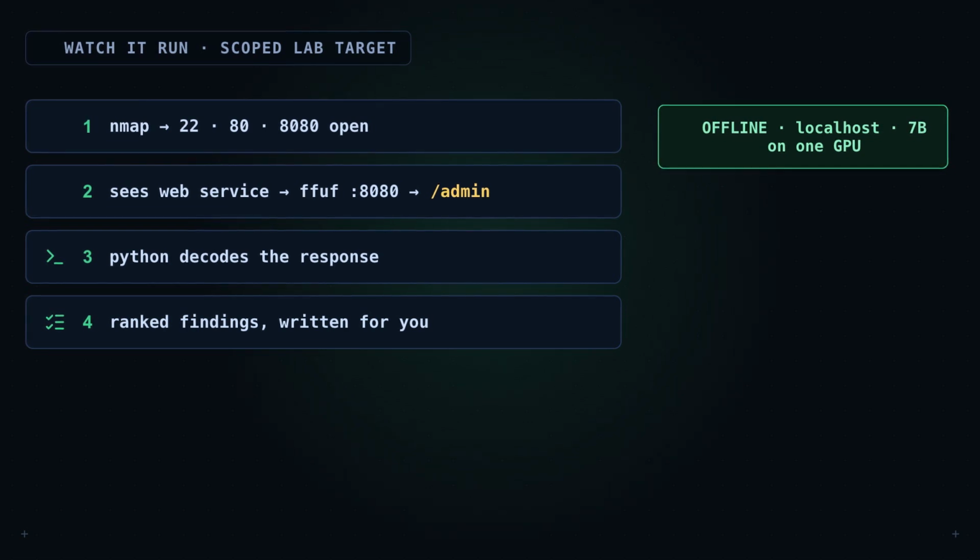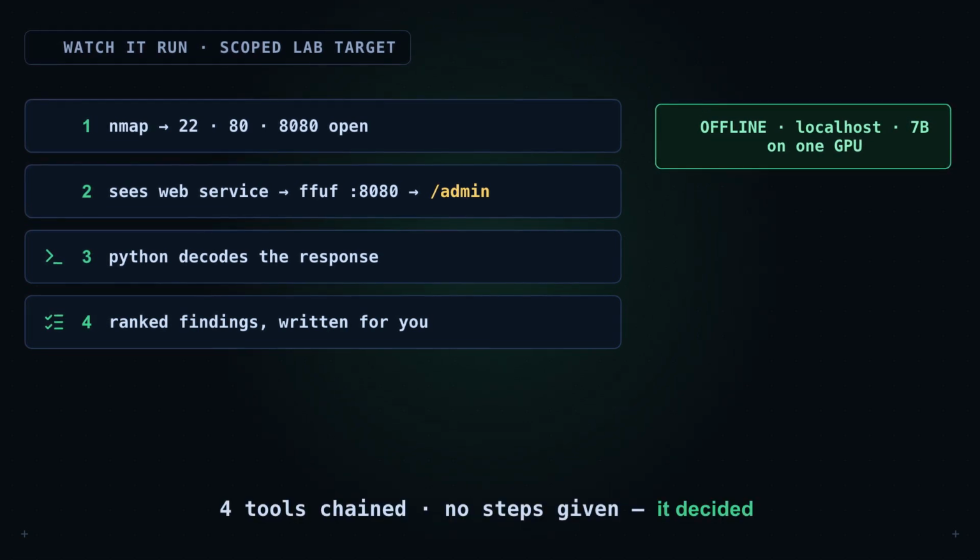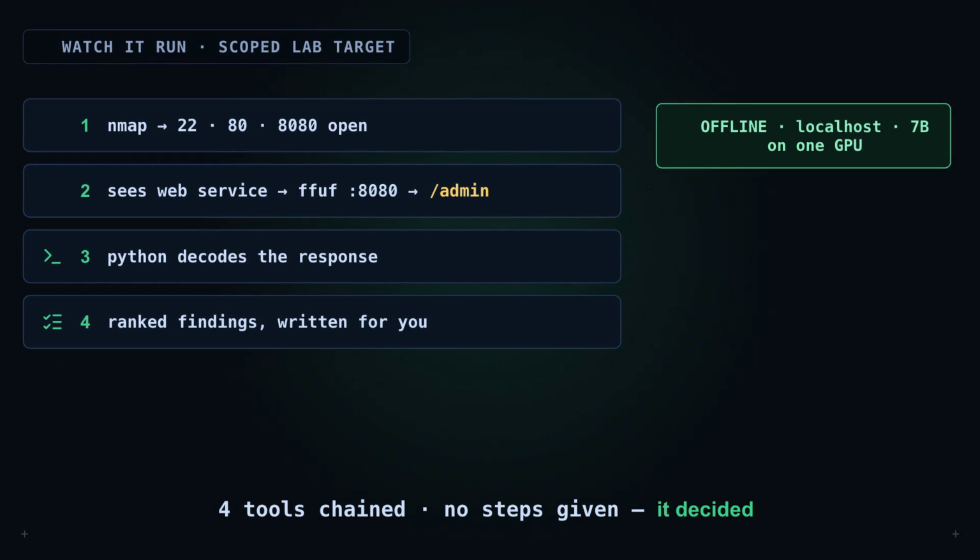I never told it the steps. It chained 4 tools, reasoned across them, and it did every bit of that offline on a 7 billion parameter model running on a single GPU.